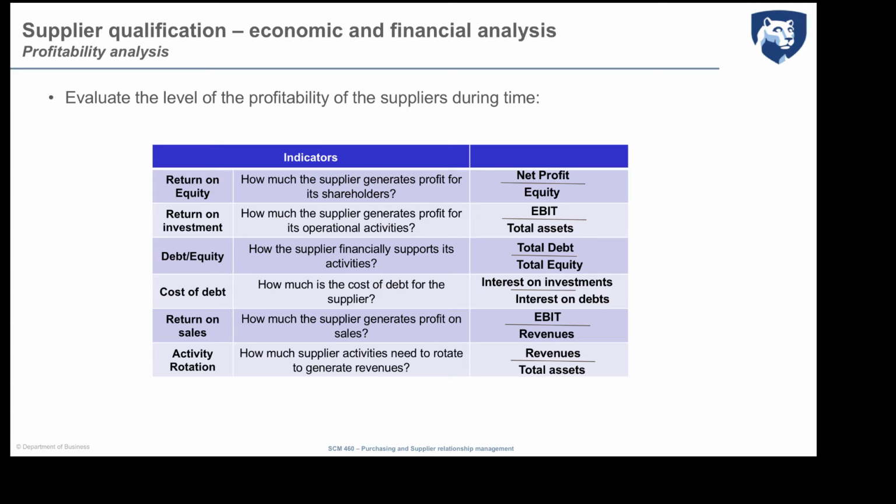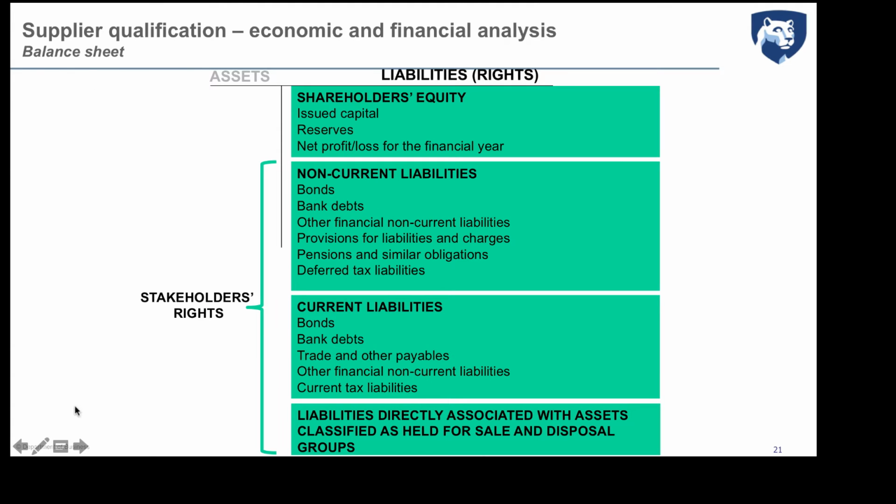The profitability analysis. Profitability analysis is able to evaluate the level of the profitability of a supplier during time. And you can do that by calculating this type of KPI, key performance indicator. The most common one is called return on equity, which measures how much the supplier is able to generate profit for its shareholders. It is the ratio between the net profit and the equity. The equity is the sum of this. This is shareholder equity.